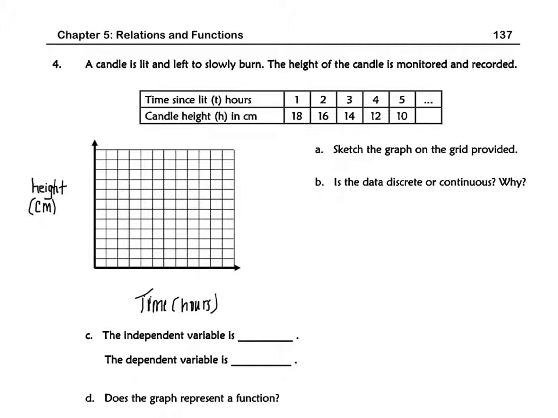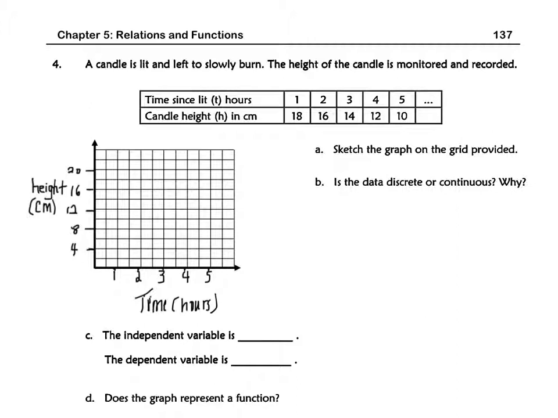So we'll just label 1, 2, 3, 4, 5. So every second block is labeled. And then on the vertical axis, we need to go up as high as 18. So we'll probably make every block 2. So this will be 4, 8, 12, 16, and 20, just so we can fit them all in.